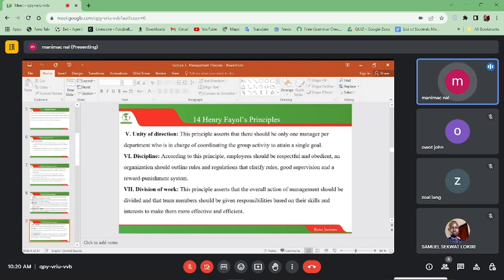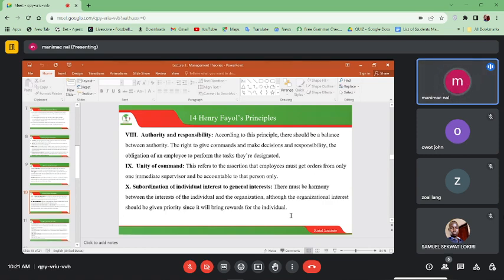The next principle is what we call the division of work. According to Henry, he asserts that the overall action of management should be divided, and that team members should be given responsibilities based on their skills and interests to be more effective and more efficient. So in simple terms, we should divide work according to individuals' responsibilities and skills, because sometimes you may give work to people who may not have the skills for the work you are giving them to do.